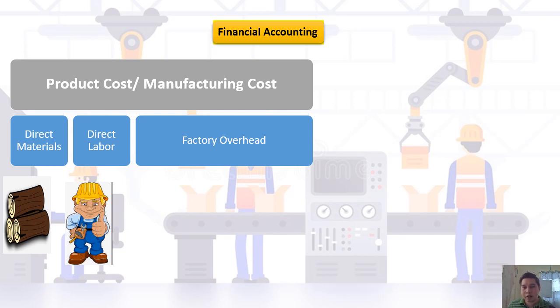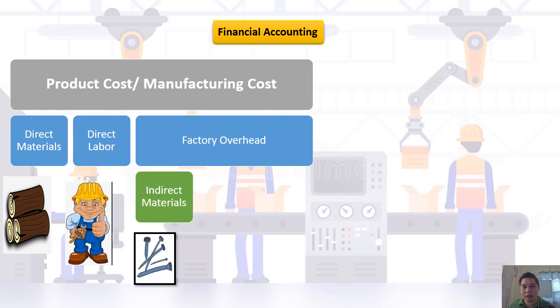Then last, we have the factory overhead. Ang factory overhead po, meron po yung three components. So yung isang component niyan is yung indirect materials. Indirect materials is considered as factory overhead, not direct materials, because indirect materials are materials needed to produce the product but cannot be traced in a feasible manner. So example po ng indirect materials, ito po yung mga pako na ginagamit sa pag-produce ng furniture.